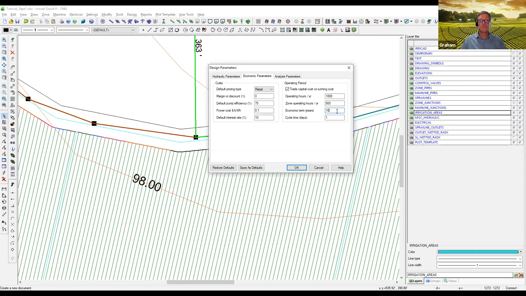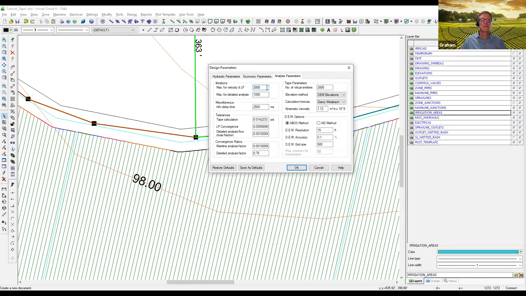The economic term also has an effect on the calculations. The shorter the term, the more significant energy costs are, so larger pipe sizes. In the analysis factors, the defaults should be about 5,000 for the iterations. IRRICAD comes out with lower limits, but it's best to put the higher limits in there, and then you don't run against the limits. When computers were a lot slower, they did allow these limits to be in place, but now the numbers fly by fairly quickly. So 5,000 is the maximum for both things.